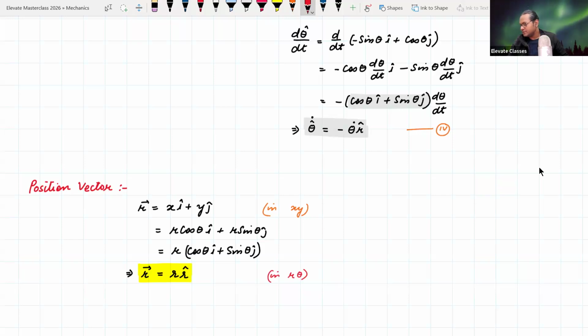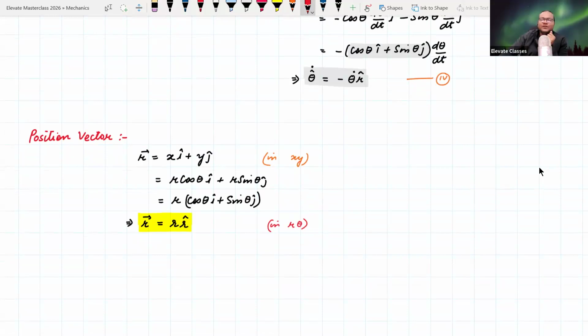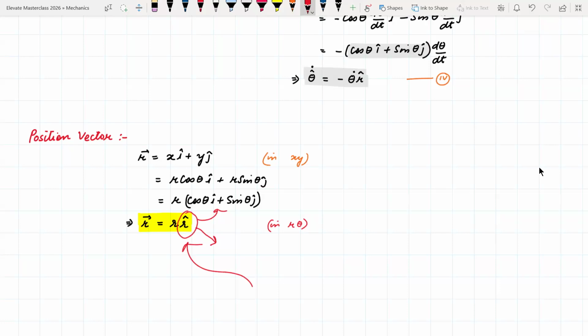Any question here? Tell me. Sir, to describe the position, there is no need for theta here? Very good. See, the obvious question is, why don't we need theta to describe the position of a particle? Because the r cap already contains the information about the theta. Understood? Yes, r cap already contains the information about the theta.